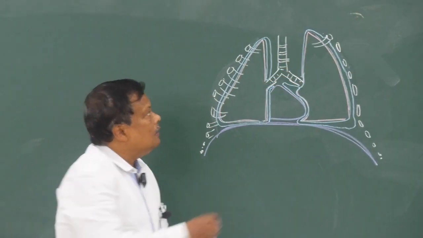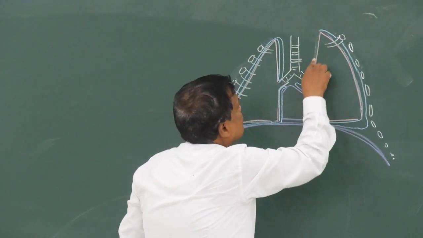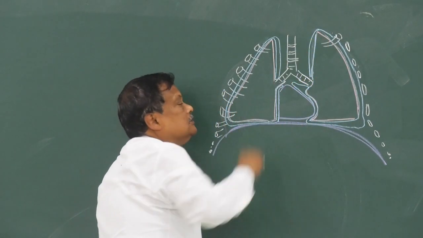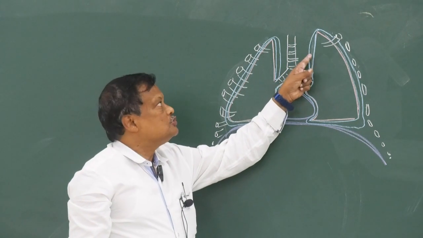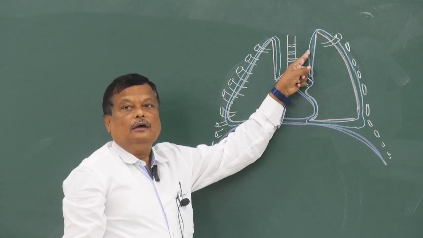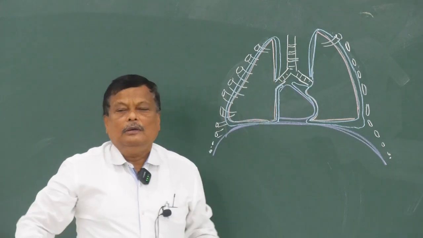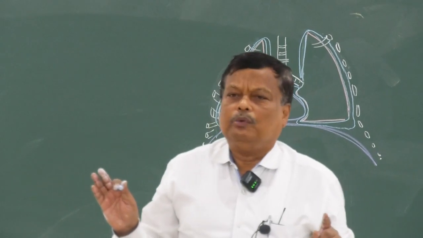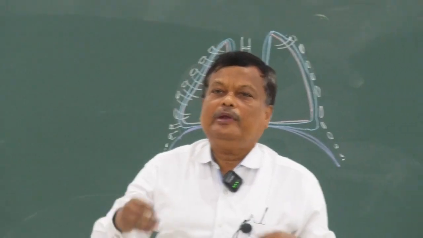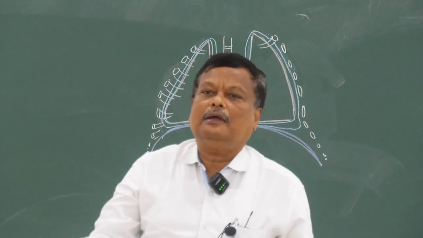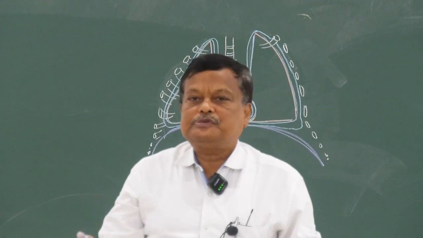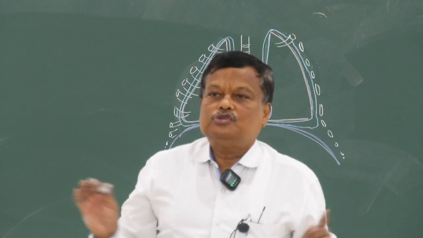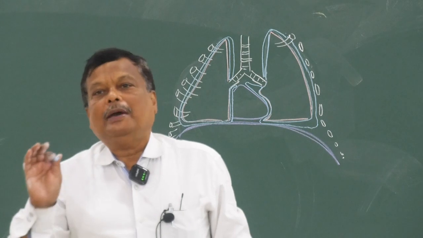One is visceral pleura, closely applied to the lung, and another is the parietal pleura. Visceral pleura, we need not bother about. Why? Because it is lung. If we read lung, we read the visceral pleura. The nerve supply, the blood supply, everything is like the lungs. So we bother about the parietal pleura.